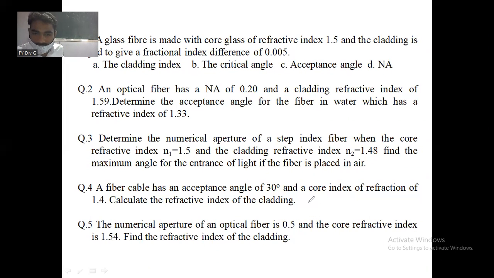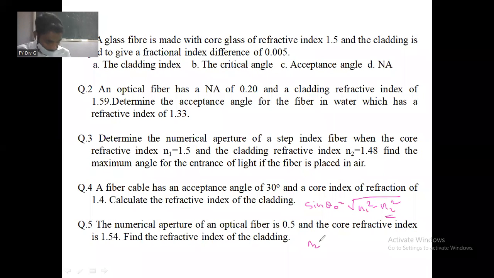Which formula do we have to use here? Sin theta 0 is equal to square root of n1 square minus n2 square. What do we have to find? We have to find n2, the refractive index, right?